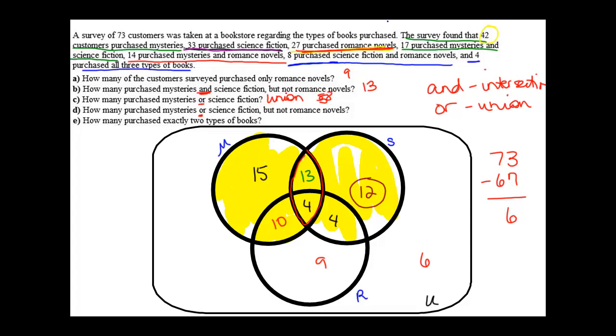Part D, how many purchased mysteries or science fiction but not romance novels? So the same two sets that we looked at, however, we're not going to count these 3 that are also contained in the romance novels set. So we're looking at only the 15, 13, and 12, which would add up to 40.